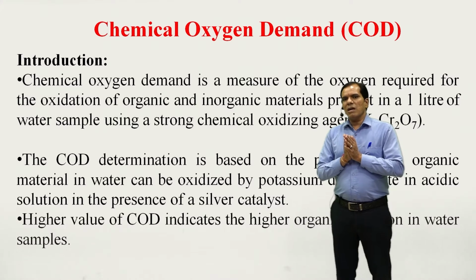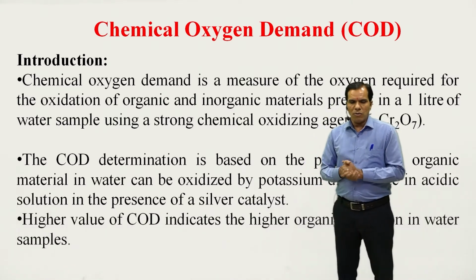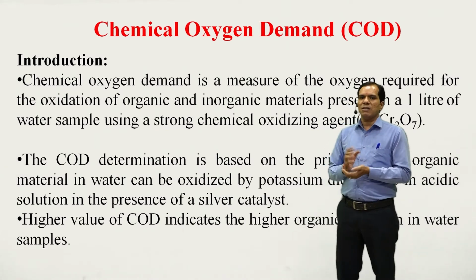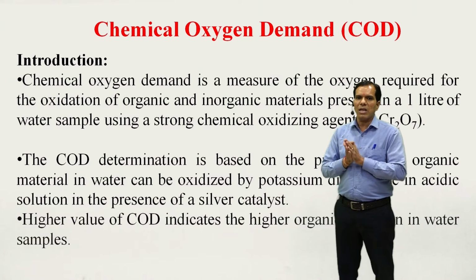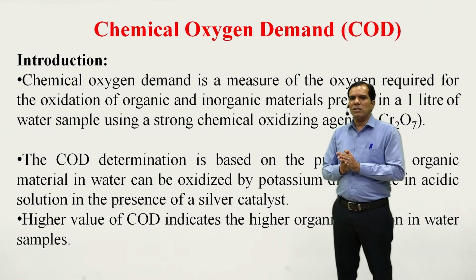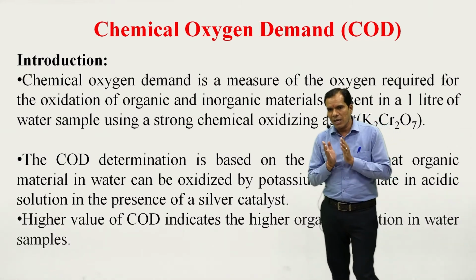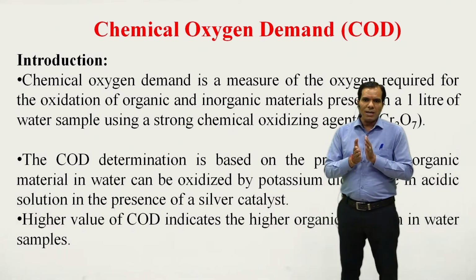Now, what is chemical oxygen demand? What is the definition of the chemical oxygen demand? Chemical oxygen demand is a measure of the oxygen required for the oxidation of organic and inorganic materials present in a definite volume of the water sample using a strong chemical oxidizing agent. In this experiment, we will use potassium dichromate as an oxidizing agent.